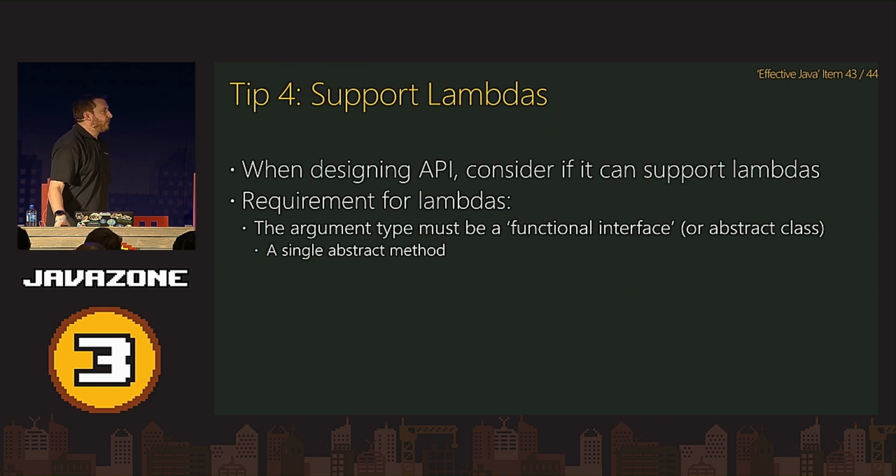When designing an API, if we are using functional interfaces, consider if we can support lambda expressions. And the simple requirement is that we have a method that takes as an argument a functional interface. And that's the only argument. Sorry, no, that's not true. It has to just take an argument, one of which is a functional interface.